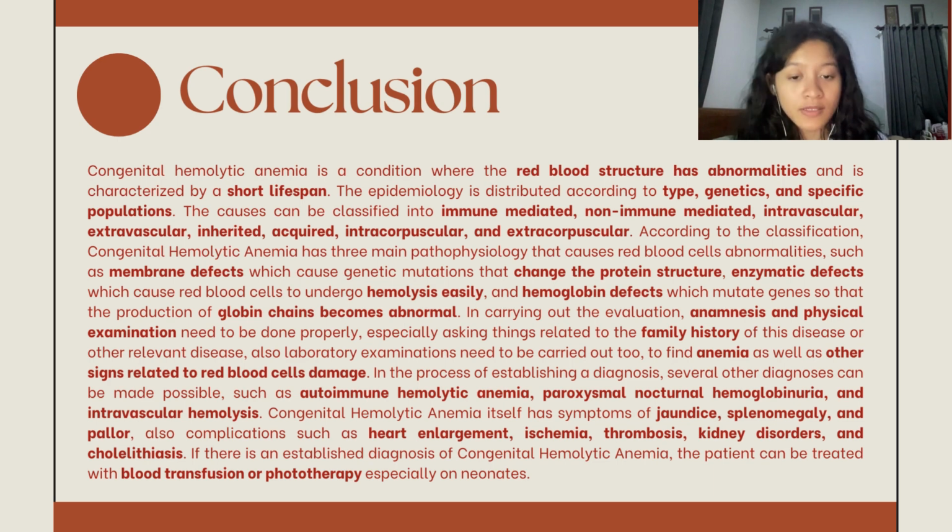Also, laboratory examination needs to be carried out too, to find anemia as well as other signs related to red blood cell damage. In the process of establishing a diagnosis, several other diagnoses can be made possible, such as autoimmune hemolytic anemia, paroxysmal nocturnal hemoglobinuria, and intravascular hemolysis. Congenital hemolytic anemia itself has symptoms of jaundice, splenomegaly, and pallor. Also complications such as heart enlargement, ischemia, thrombosis, kidney disorders, and cholelithiasis.